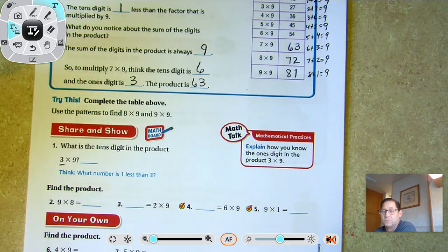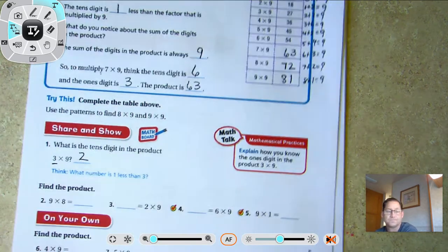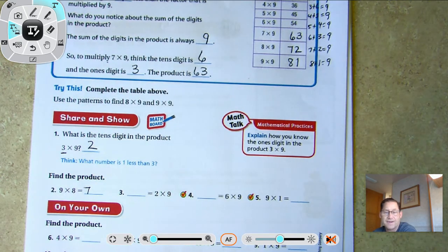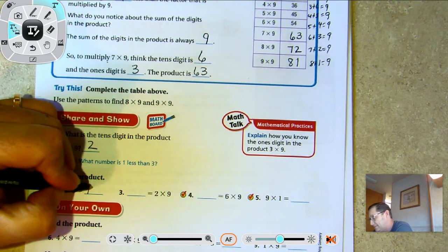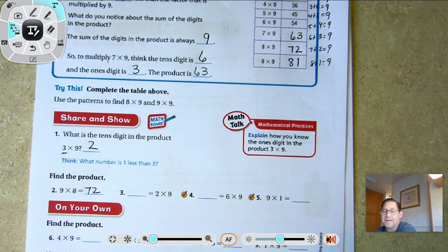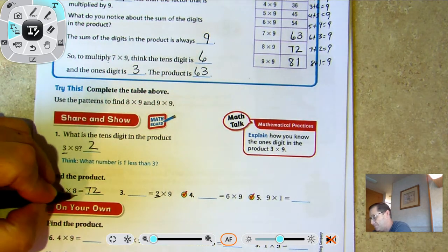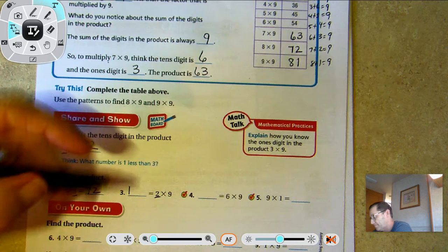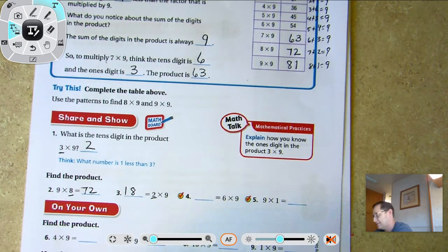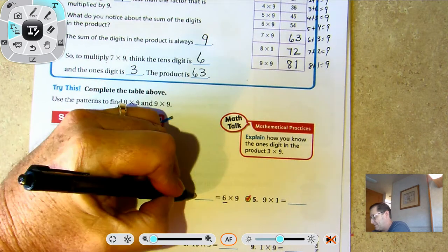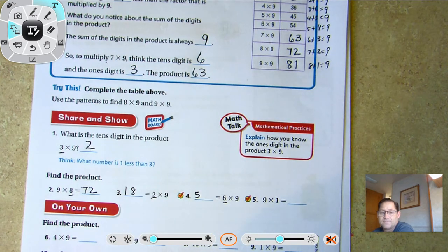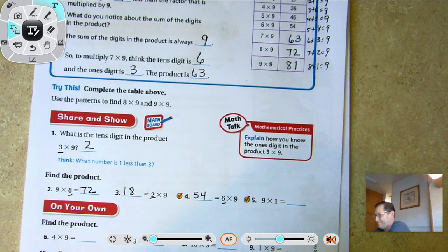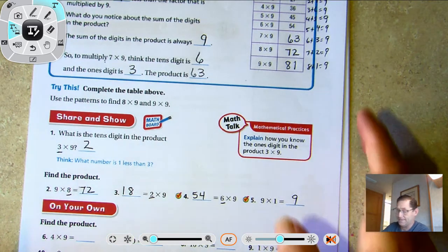Okay, so what is the tens digit in the product 3 times 9? 1 less than what I'm multiplying by, 2. 9 times 8, 1 less than what I'm multiplying by, and it has to add up to 9. 7 plus 2. 2 times 9, I'm multiplying by 2, so the tens is going to be 1 less than what I'm multiplying by, and it has to add up to 9. 18. 6 times 9. Well, the tens digit will be 1 less than what I'm multiplying by, and it adds up to 9. 54. 9 times 1. I'm not going to use any patterns for that. 9 times 1 is 9.